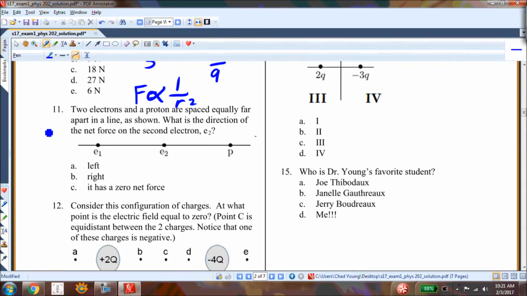2 electrons are spaced equally far apart in a line, as shown. What is the direction of the net force on the second electron? Well, the force on this one due to the proton is in this direction, and due to the other electron is in this direction, so it's going to be to the right.